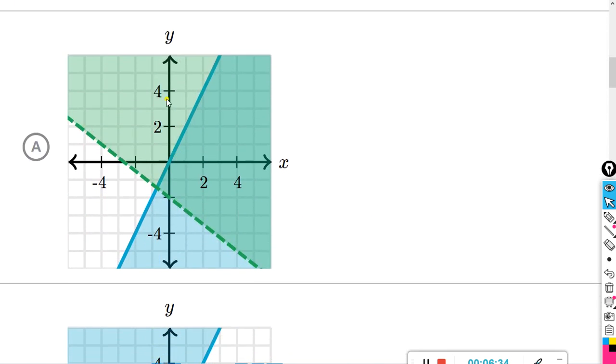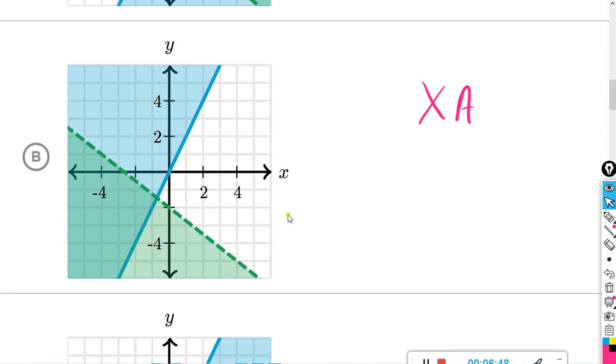All right, now you can see in answer A, right here, the part above that line is shaded, and also above that line is shaded. But we wanted less than, so it's not answer A. Moving along, again, in both cases, it's less than, but right here, we see they shaded above both lines, so it is not answer B.